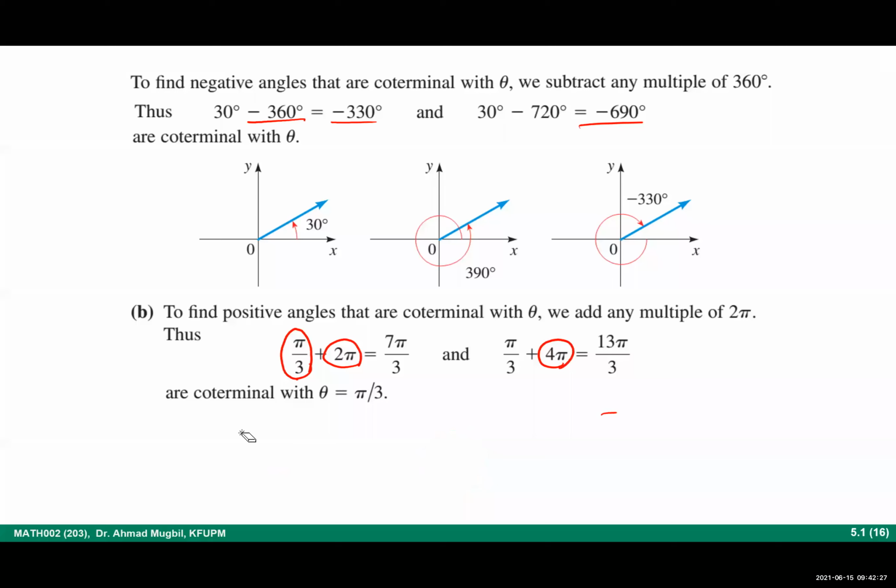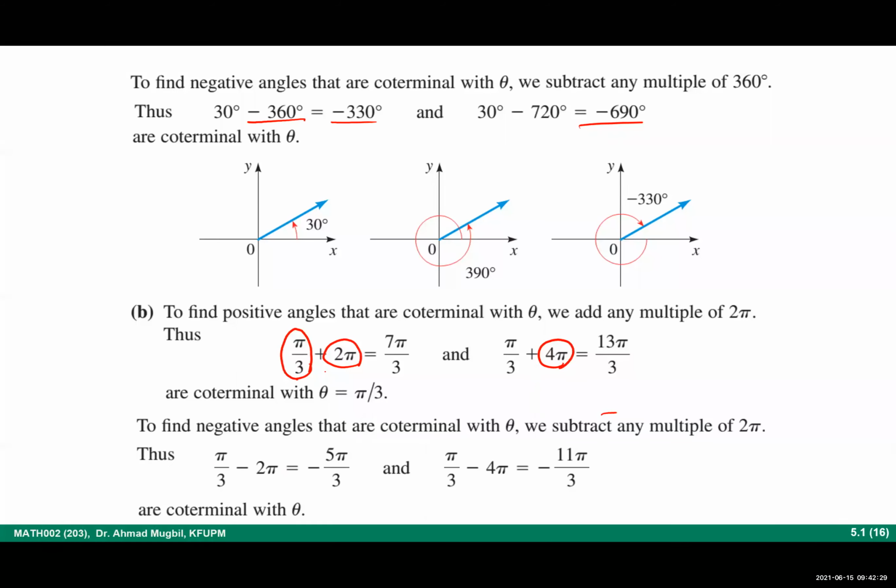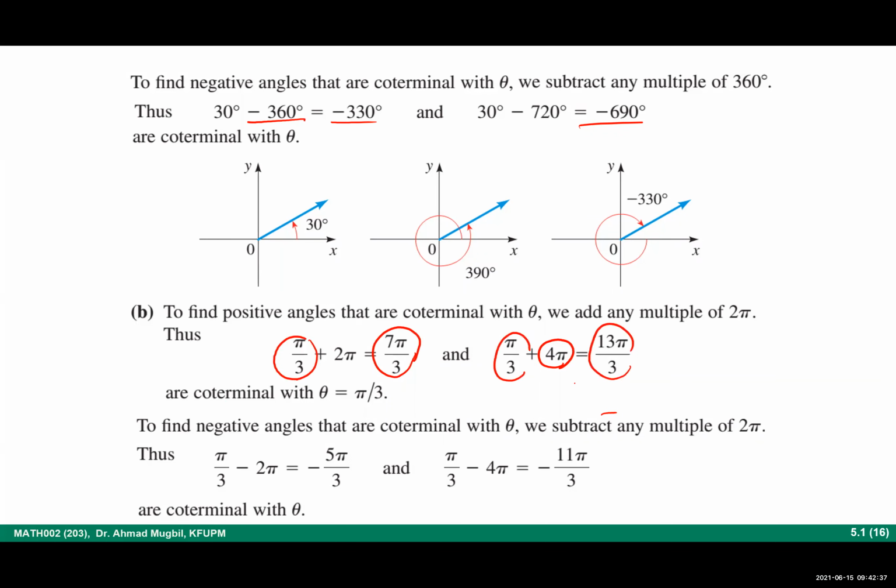I will mention this in general in the next slide. So now, of course, you will simplify just here, it will be 7 pi. So this one and this one are coterminal. This angle and this angle are coterminal. If you want a negative angle, subtract. So this angle, its coterminal angle is this, pi over 3.